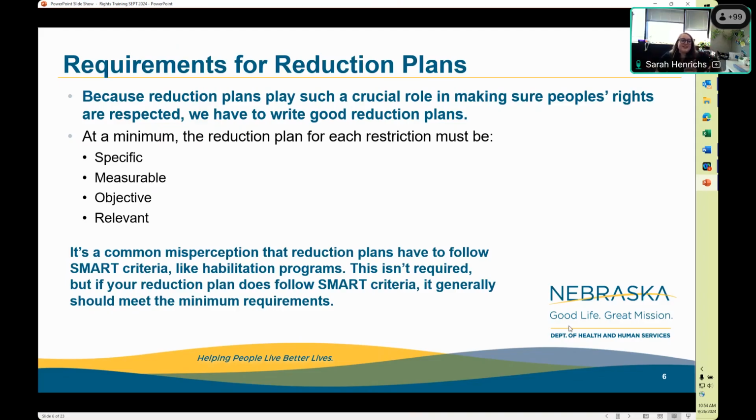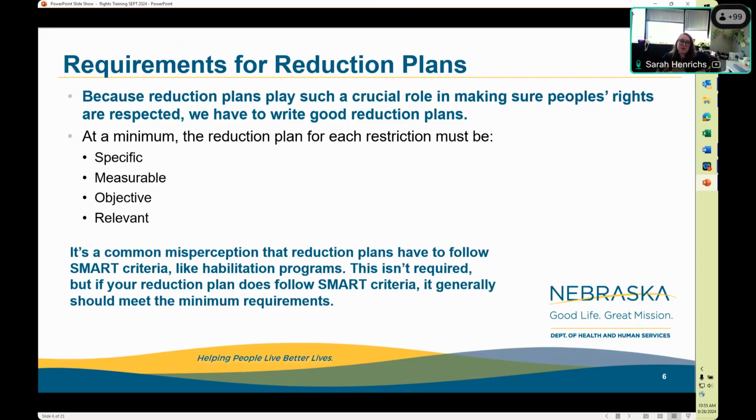Then the last thing on this slide, and I don't want to create confusion, but I've had people come to me before and say, we can't accept this reduction plan because it doesn't meet SMART criteria, right? And I'm like, well, not necessarily. If you write a reduction plan that meets the SMART criteria, odds are it will likely meet at least the minimum expectations that we have for a reduction plan. But there are parts of the SMART criteria that aren't really an element of this in the way that they are for our habilitation programs that have to have SMART goals.